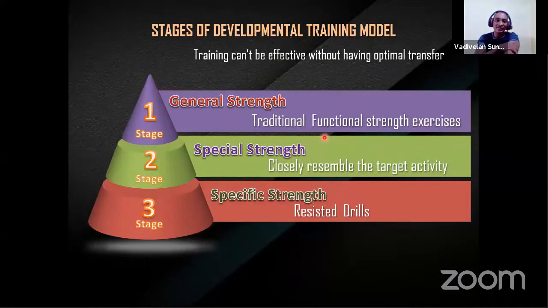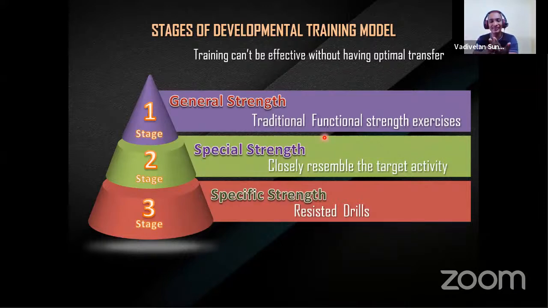So what are the stages in developmental training? What stages are there in strength training? We have three stages. As I told you before, training can't be very effective without optimal transfer. There should be a transfer, there should be stages. The athlete needs to progress stage by stage. If you give the same type of training, one day the athlete may adapt, and that will not help the athlete to progress.